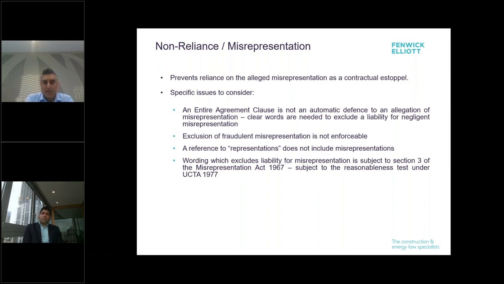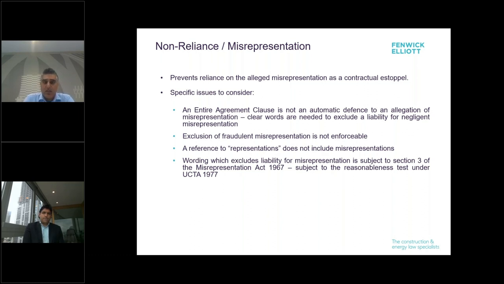However, the issues you probably need to consider when you're drafting these types of clauses, and I've listed them on this slide, are, firstly, an entire agreement clause is not an automatic defense to an allegation of misrepresentation. So just having a general provision about having an entire agreement clause doesn't mean that you're not liable for a misrepresentation. The case law has been quite clear on this point. If you want to exclude misrepresentation under an entire agreement clause, clear wording is required in order to make that work.